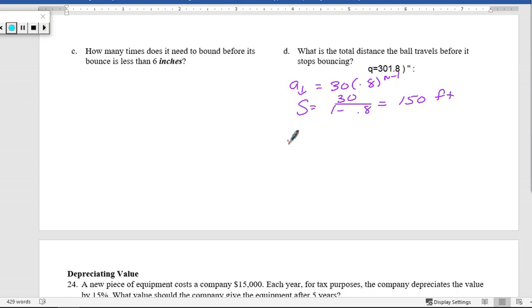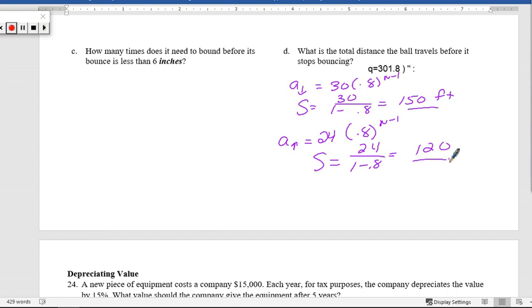Then we want to look at our a sub n for the bounces going up. Up, we're heading at 24 times 0.8 to the n minus 1. We want this sum here, so it's going to be 24 over 1 minus 0.8, getting us a total of 120 feet. We will need to add these two numbers together, and we get ourselves 270 feet.